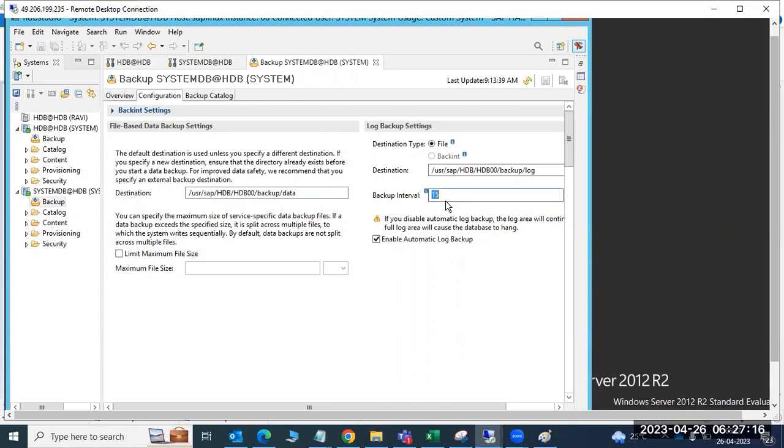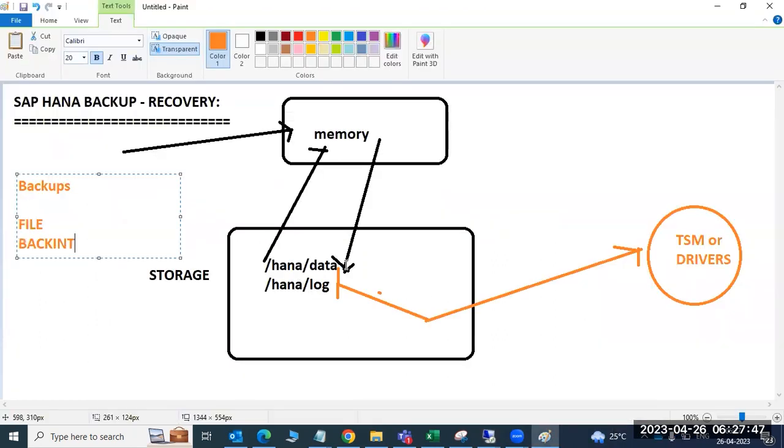Why? Because the committed transactions, the changes about the data, will be stored in the log backups. The data backup will take the backup of the data folder, /hana/data. The log backup will take the backup of /hana/log. So what exactly does the data folder contain? It contains the actual SQL data. All committed data, all the tables and everything, will be stored here.